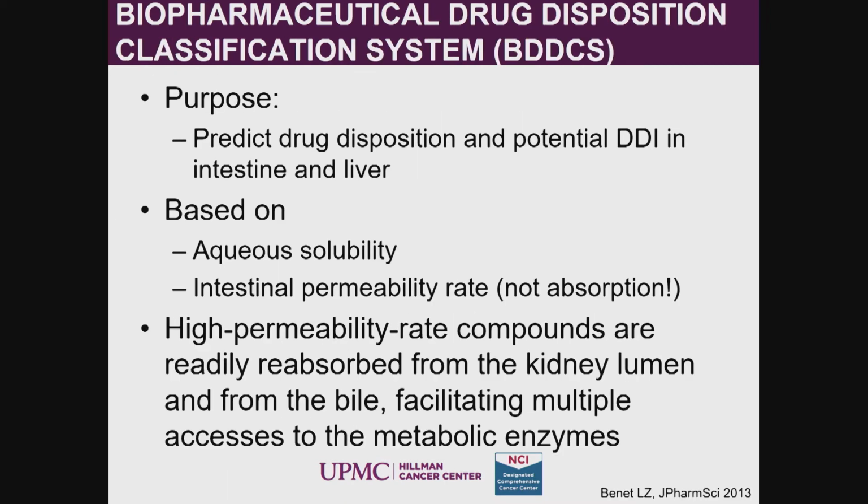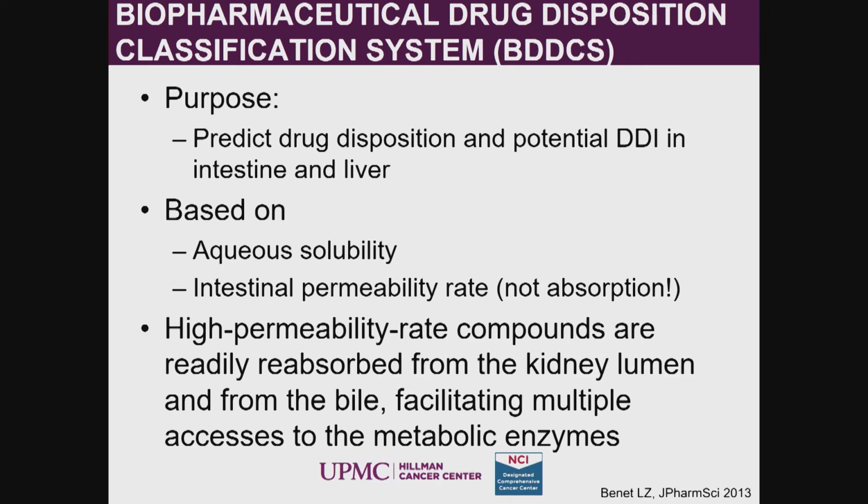The BCS classification has been extended to the biopharmaceutical drug disposition classification system, BDDCS. The purpose is to predict drug disposition and potential interactions. It is based on the same parameters, and the thought behind it is that if a drug passes membranes easily, then if it gets filtered by the kidneys, it may easily be reabsorbed from the renal tubules. If a drug gets excreted into the bile and it passes membranes easily, it may easily reabsorb from the bile canaliculi.